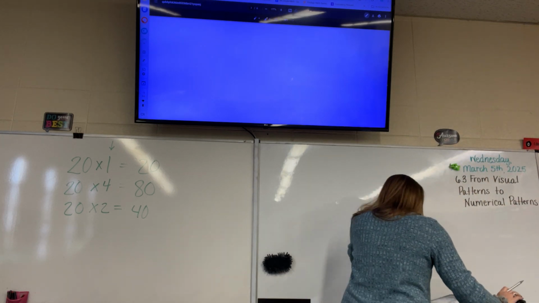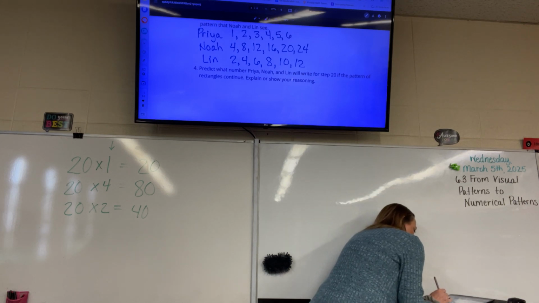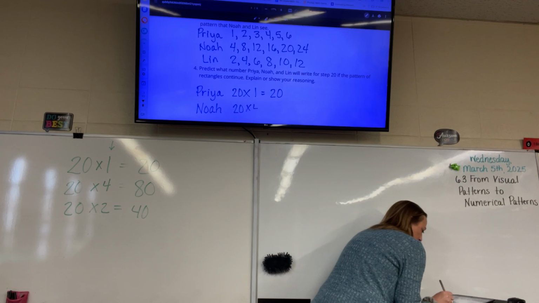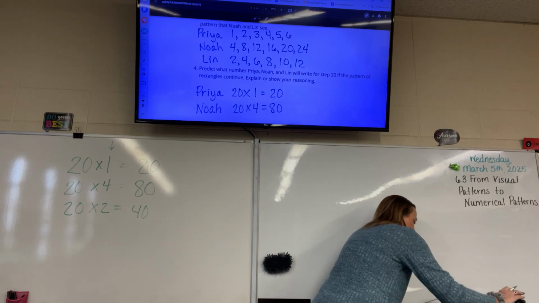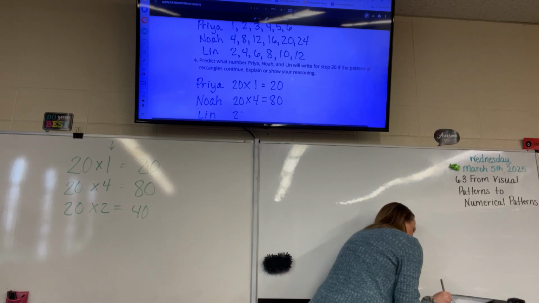Okay, so for Priya, her rule is times 1. So we're going to multiply the 20th step times 1 and get 20. For Noah, the 20th step times 4 is 80. And then for Lynn, the 20th step times 2 would be 40.